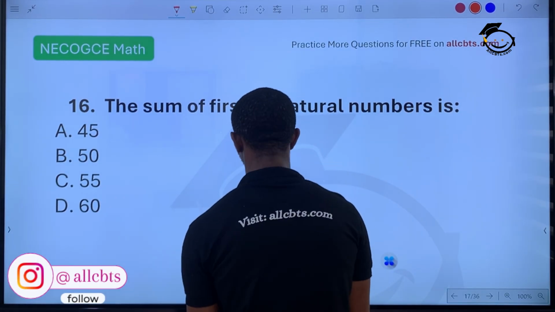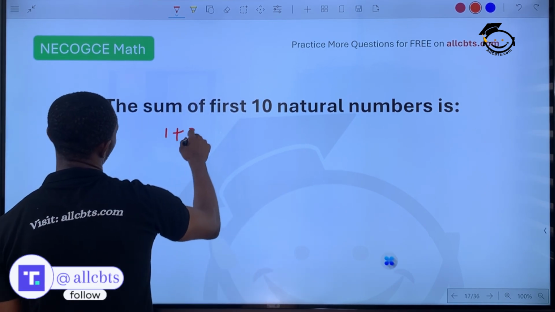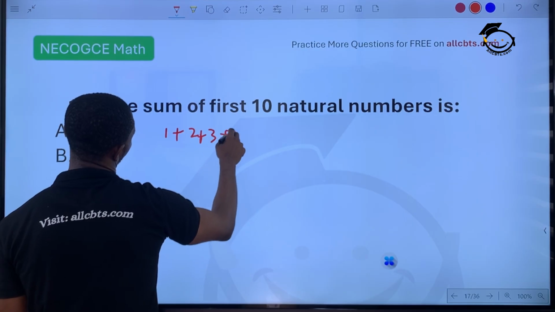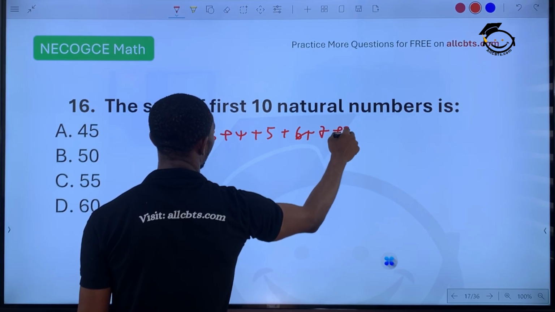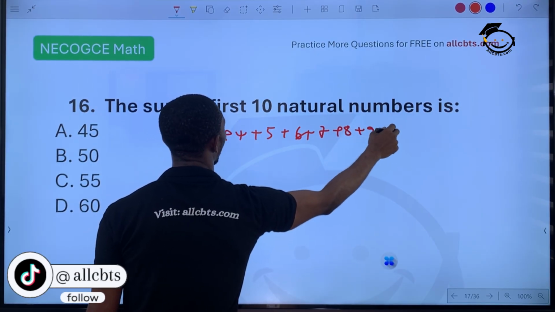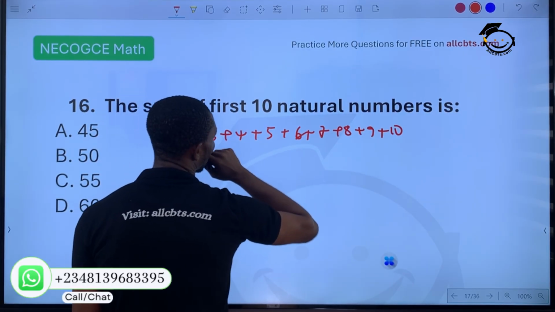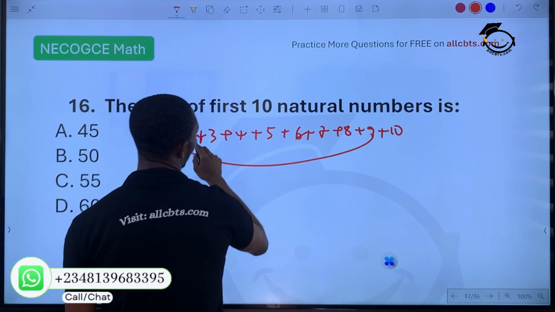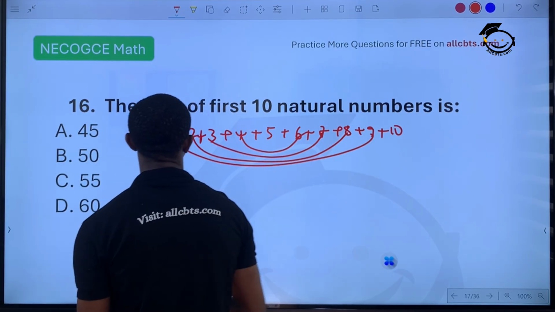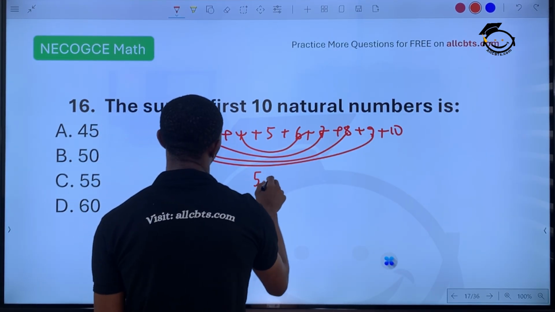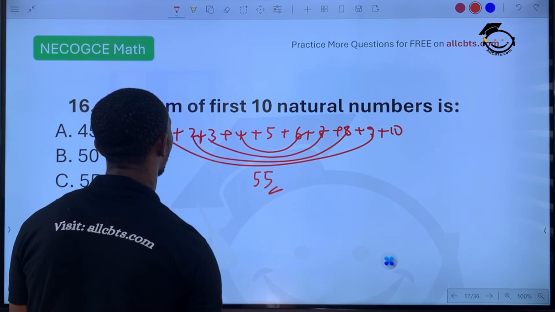The sum of the first 10 natural numbers is, okay, we have 1 plus 2 plus 3 plus 4 plus 5 plus 6 plus 7 plus 8 plus 9 plus 10. Okay, let's see. 20, 30, 40, 50. So that's 50, 55. The sum of the first 10 natural numbers will be 55.